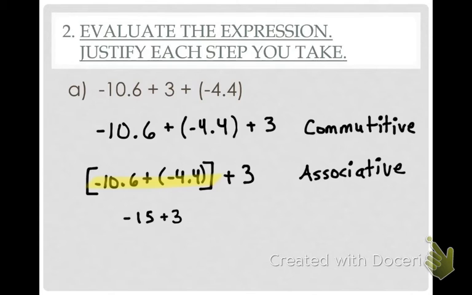Now, this is just a normal problem that we would do right here, so you don't have to justify the step you take because we're simply going to be adding and subtracting the numbers together. What is negative 15 plus 3? Negative 12. Same sign, add and keep, different signs, subtract and take. Negative 12 is correct. Go ahead and box your answer in, and now you have evaluated the expression.